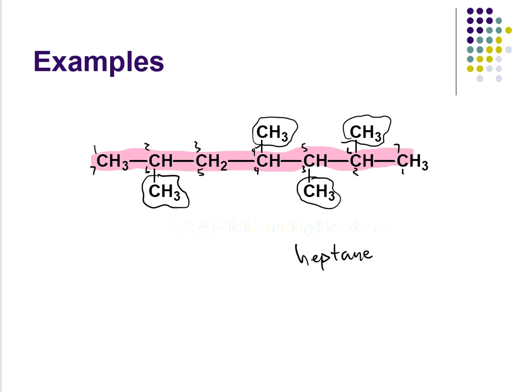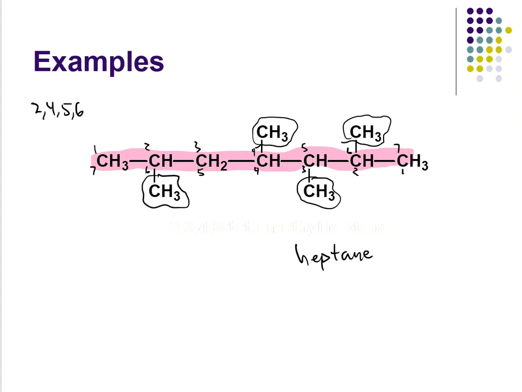If I numbered from left to right, where do my substituents fall? Well, I've got a methyl group at carbon 2, I've got one at 4, it's right there on top. And then I've got one at 5 that sits down below. And then I've got one at 6 that points up. So 2, 4, 5, and 6 if I go from left to right.